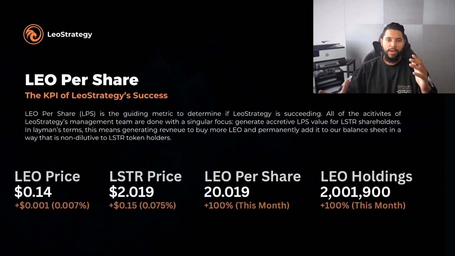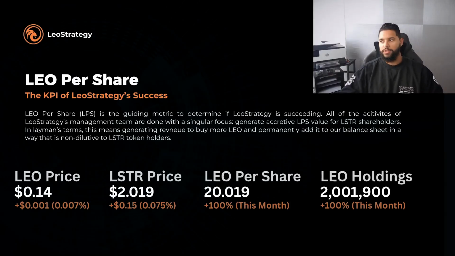So this is the game that Microstrategy has created. A lot of people call it financial engineering. But essentially, what kind of products, tools, and services can you develop, build, and launch that generate accretive revenue that you then use to buy more Leo, put it on the balance sheet, and increase the Leo per share number? Because let's say that the Leo holdings can expand to 10 million Leo, but on the way to 10 million Leo, you only add another 100,000 LSTR shares.